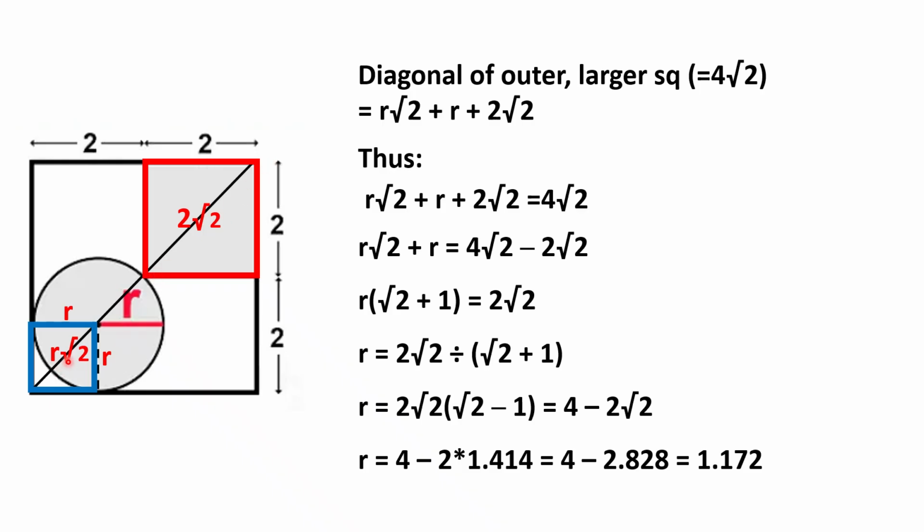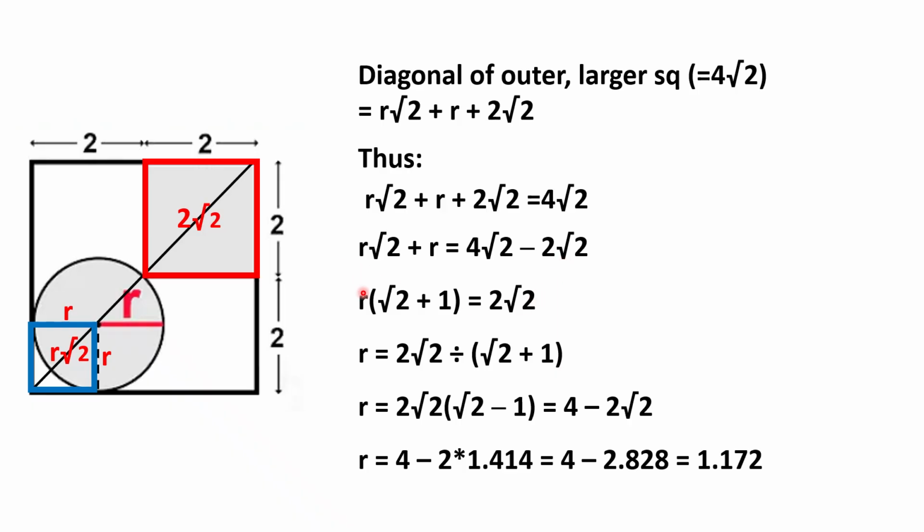The 3 segments: the blue square diagonal r root 2, then the radius r, and the diagonal of the red square, 2 root 2. So the total diagonal 4 root 2 is equal to r root 2 plus r plus 2 root 2. Transpose 2 root 2 to that side. So r root 2 plus r will be 4 root 2 minus 2 root 2, that is 2 root 2.